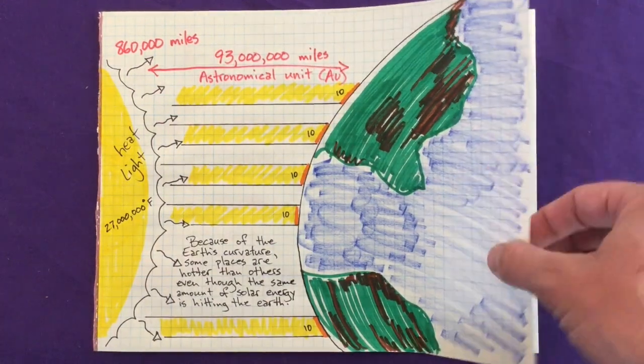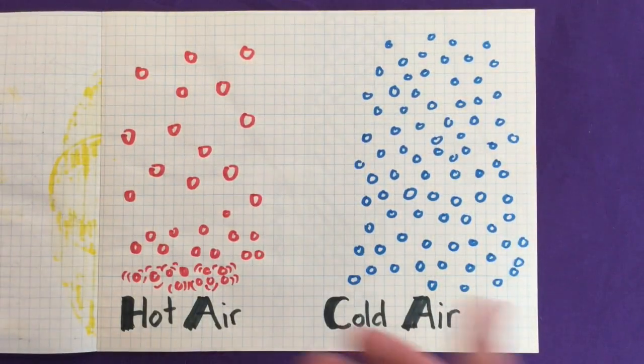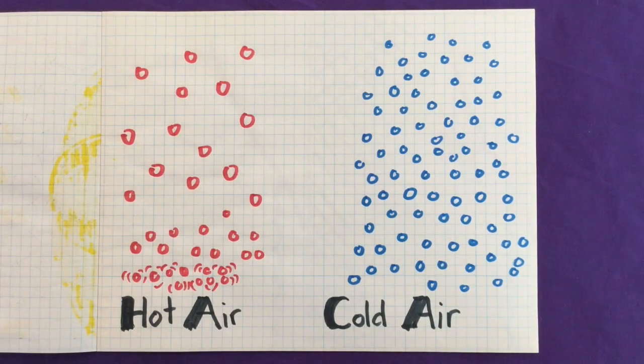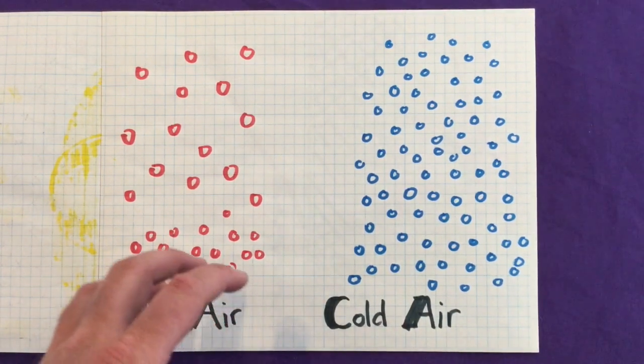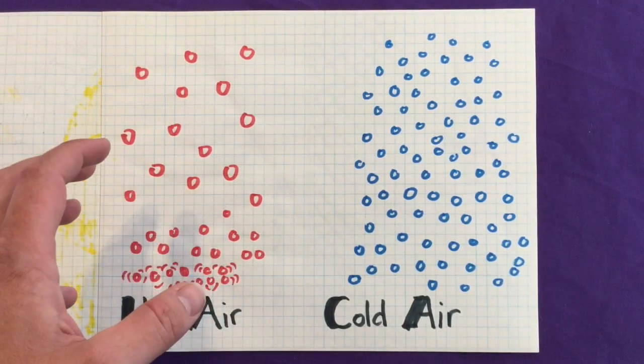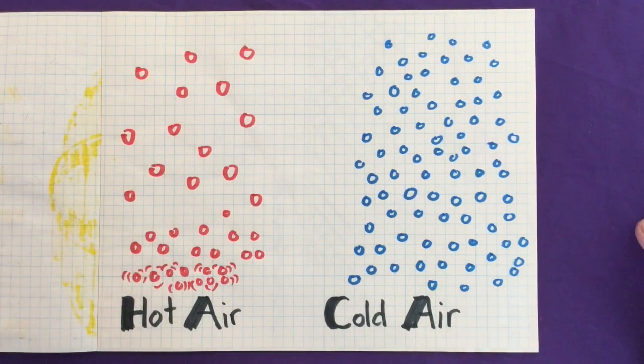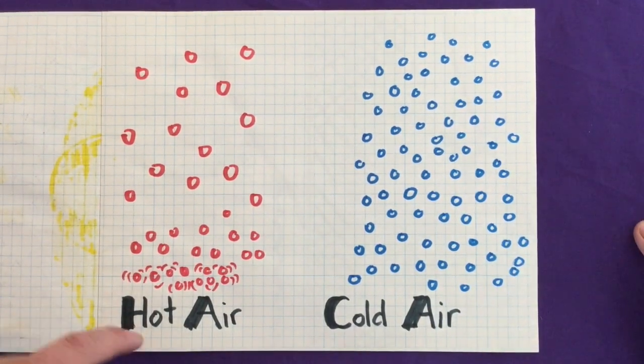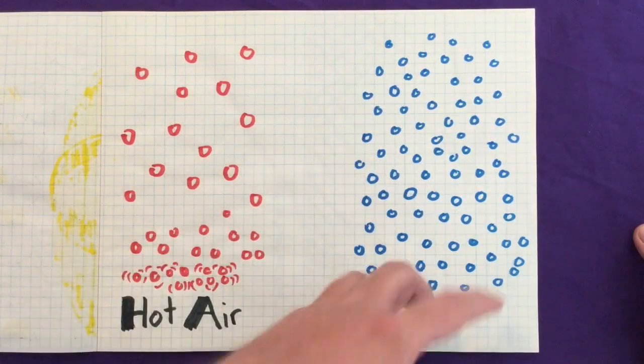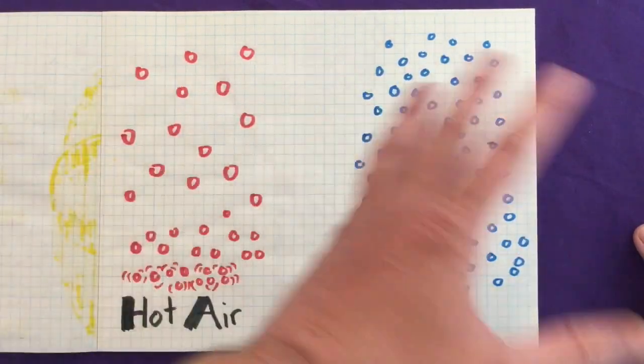So that leads us to the next idea: hot air and cold air. So because some parts are hotter and some parts are cooler, it gets a little bit complicated. Now here's the thing. We all live in one atmosphere. There's only really one air.